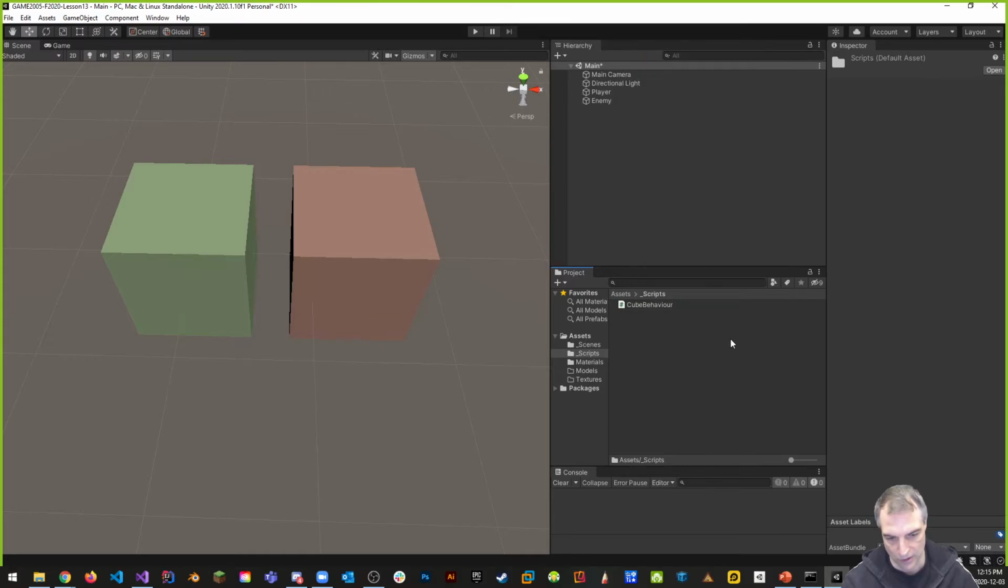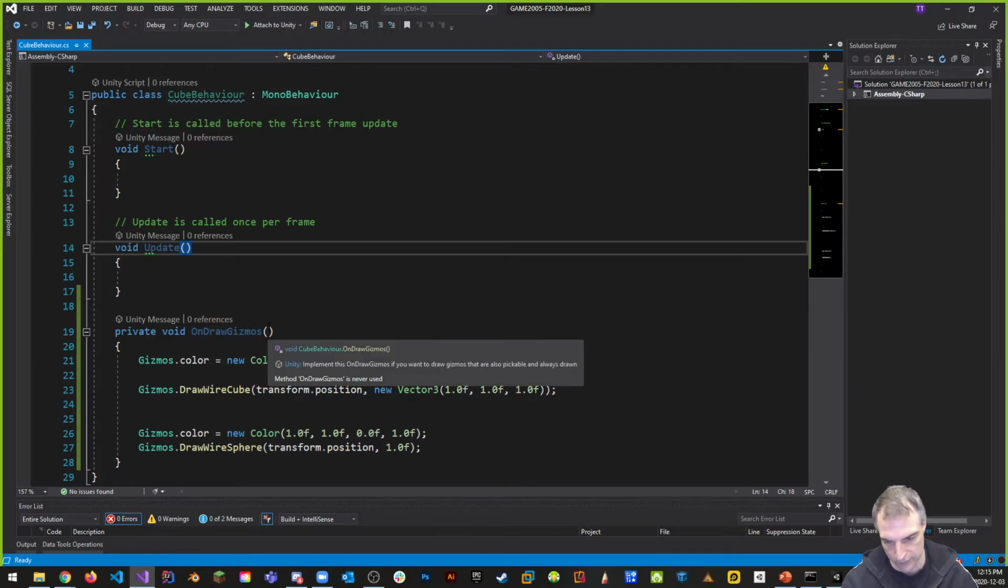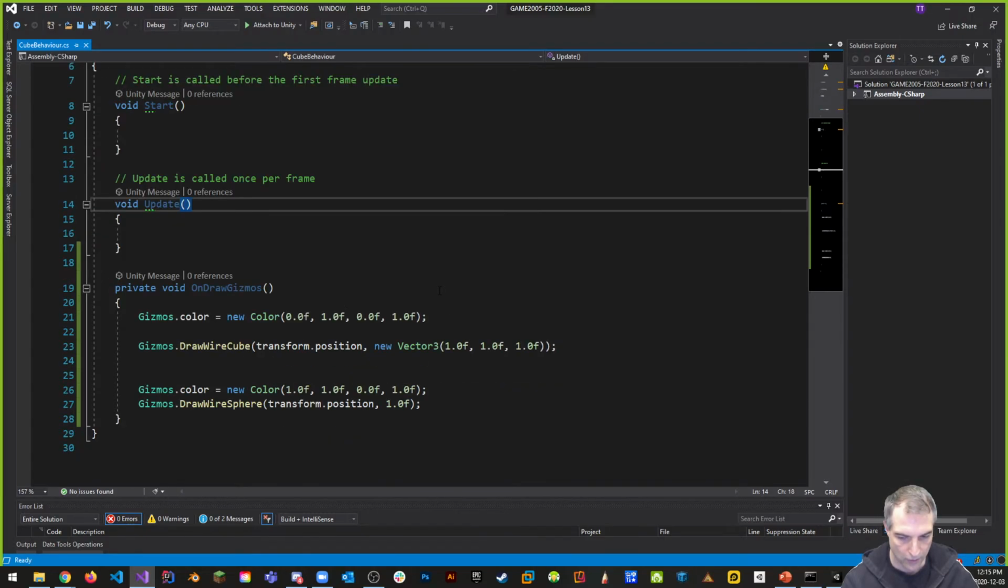When you create a C# script, you can name it CubeBehavior. Once you name it, if you double click on it, it'll take you into your favorite editor. Mine is Visual Studio 2019, but yours can be Visual Studio Code if you want. And all I've done here is add a private void OnDrawGizmos method, right?